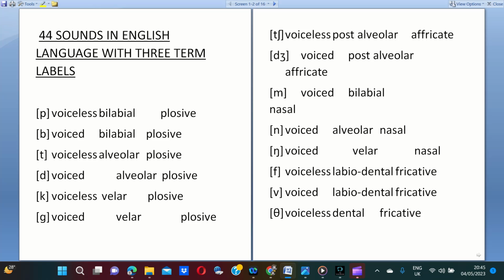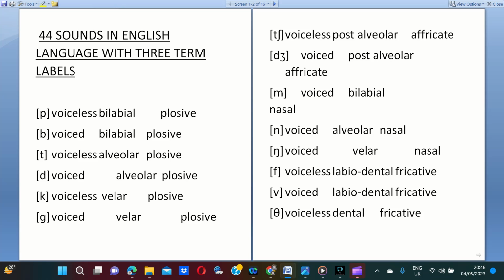This affricate has qualities of plosives and fricatives. What is the quality of plosives? Sound comes out suddenly. What is the quality of fricatives? The sound comes out slowly from our oral cavity by manipulation of the organs of speech. Here, the affricate has both qualities. It has qualities of plosives and fricatives, so it is called an affricate.